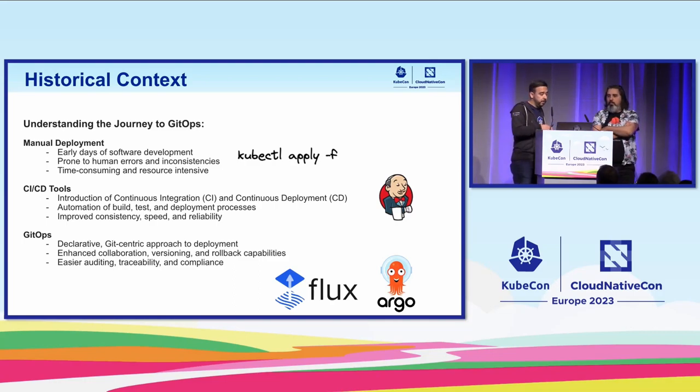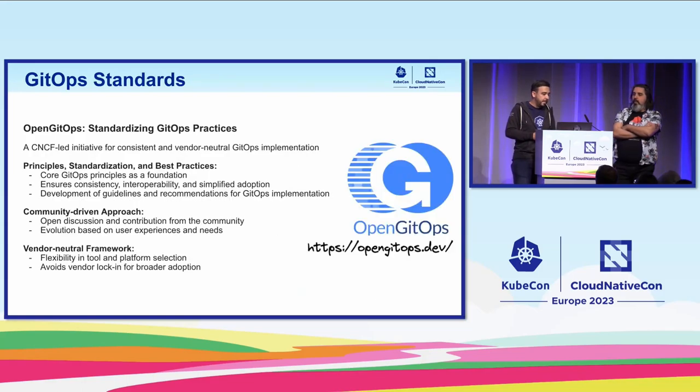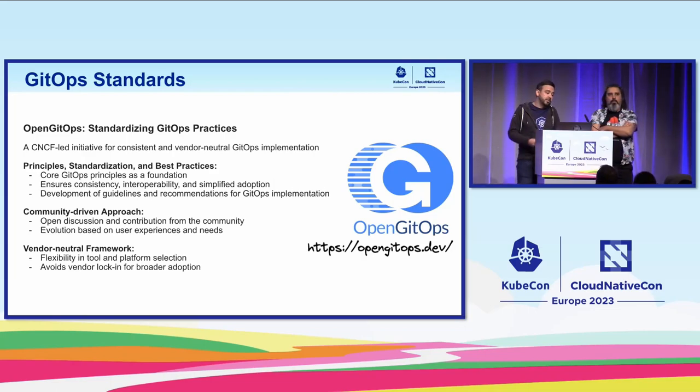So now we have GitOps. We have tools like Argo or Flux. Both of them are great. You have a Git-centric approach for doing deployments, with enhanced collaboration, versioning, and rollbacks. What you see is what you get. Doing auditing and logging is just really great. And because we now have GitOps, this evolved into an organization like Open GitOps, to make sure there are standards and practices in a community-driven approach. This is awesome.